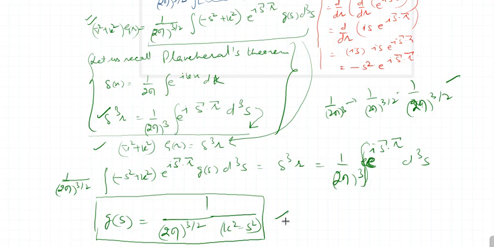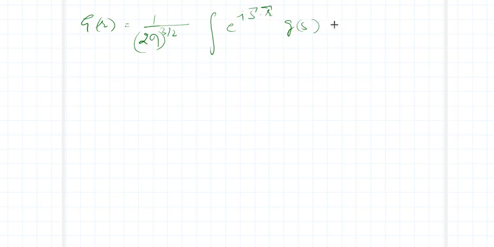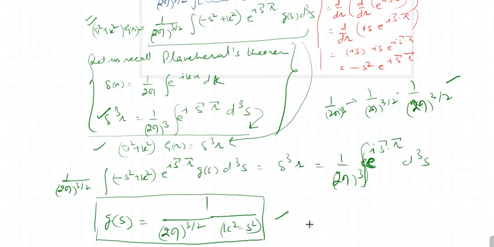So this is the value of g(s) which we have obtained. Therefore the Green function can be written as G(r) equal to 1 over (2 pi) raised to power 3 by 2 integral of e raised to power iota s dot r g(s) d cube s, and I substituted the value of g(s) from the equation which I have obtained, and that is equation number 6.